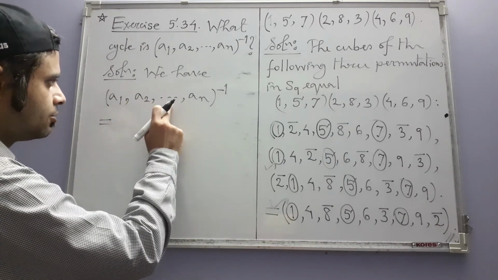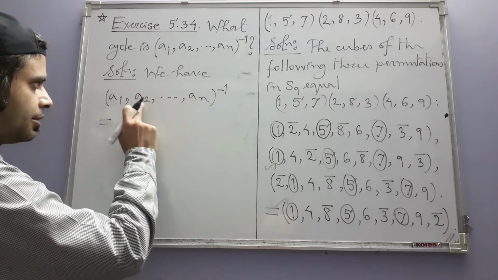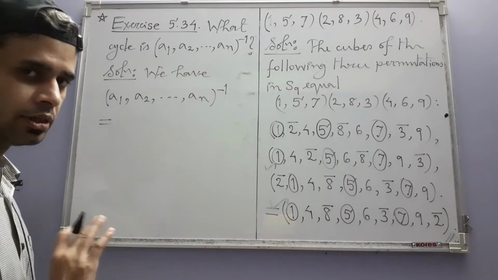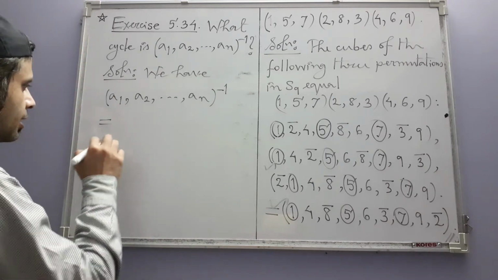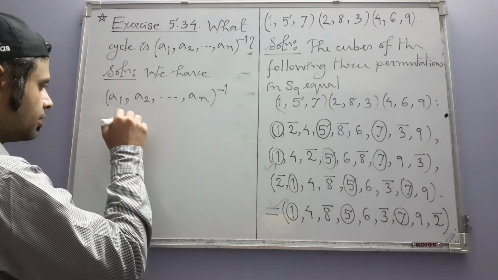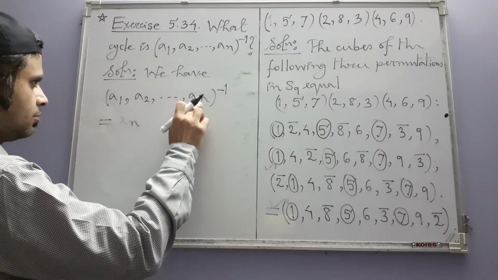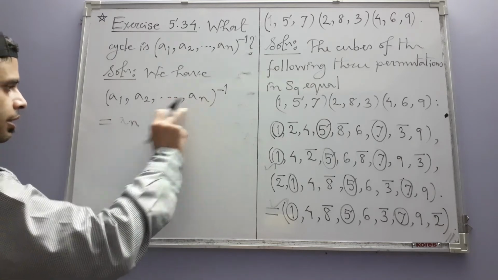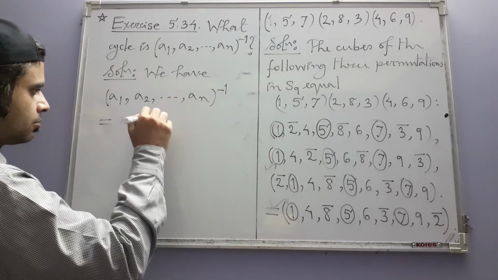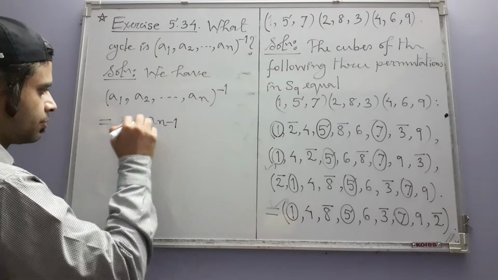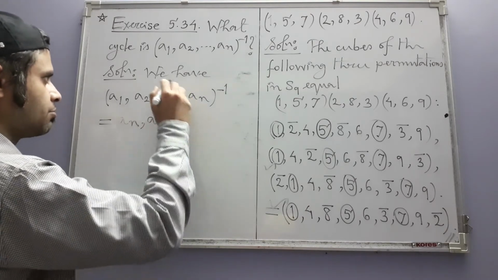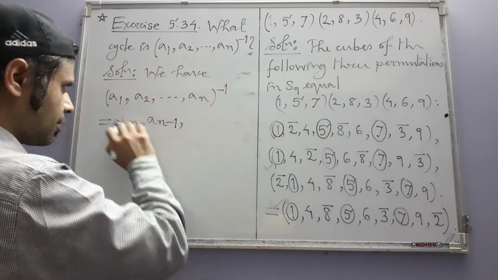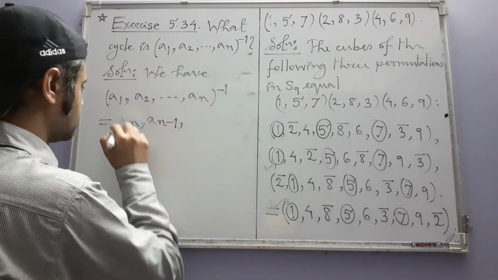This one maps A2 to A3. So the inverse will map A3 to A2. So the entire order will be reversed. And that is why the image of AN will now go in this direction, AN minus 1. The image of AN minus 1 will be AN minus 2. Instead of now going like this, we are going like this in the clockwise direction.